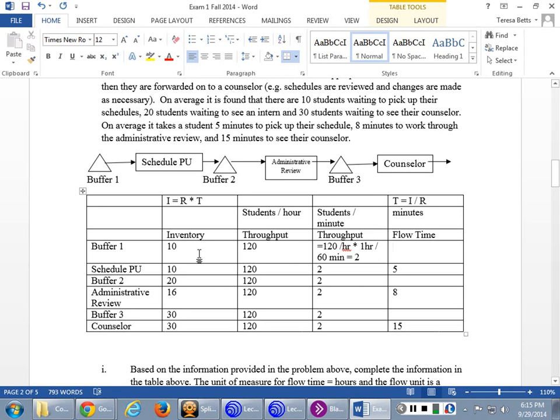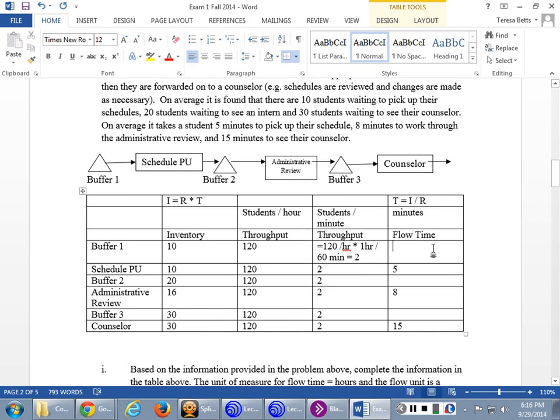Yep. So inventory, if we go buffer 1 is 10, schedule pickup is 10, buffer 2 is 20, administrative review is 16, buffer 3 is 30, counselor is 30. Throughput is 120 all the way down per hour, and its students per minute is 2 students per minute all the way down for throughput.